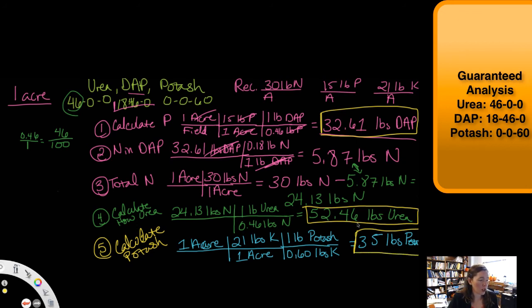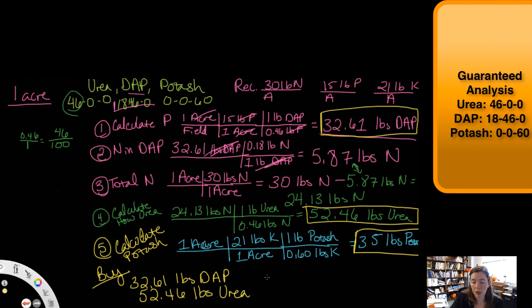Great. So the question asked how many pounds of each fertilizer will you buy in order to fill the recommendation. So you are going to buy 32.61 pounds of DAP. You're going to buy 52.46 pounds of urea and 35 pounds of potash. And that's it. That is the solution for this problem.